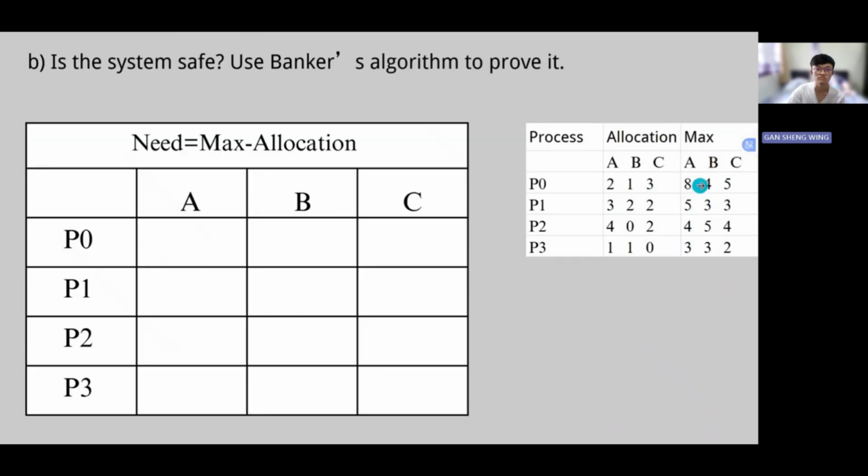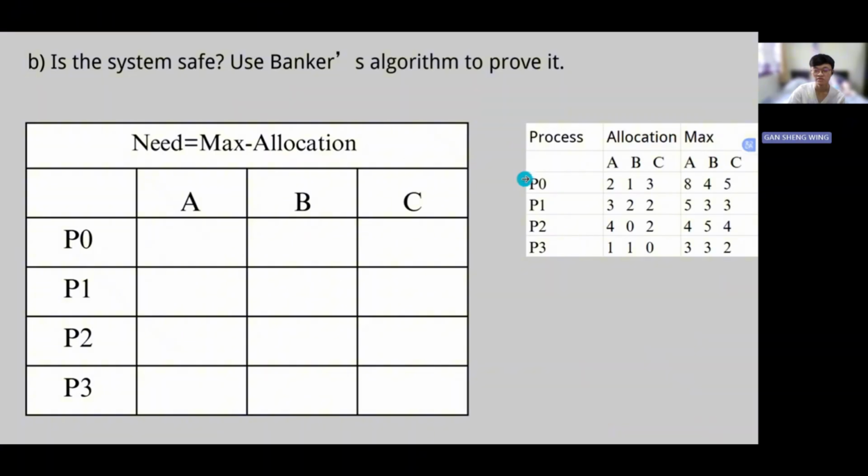Move on to question B. Is the system safe? Use the banker's algorithm to prove it. So we need 4 tables in this question: the allocation table, max table, need table, and available table. The allocation table and max table are already provided in the question. So we need to calculate the need table and available table. The formula to get need is max minus allocation.